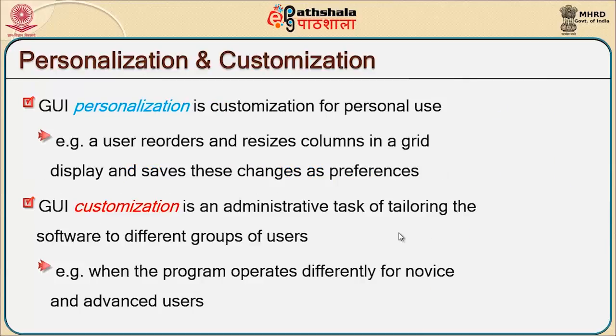The other design principle is personalization and customization. GUI personalization is customization for personal use. For example, a user reorders and resizes columns in a grid, and the system displays and saves these changes as preferences. GUI customization is an administrative task of tailoring the software to different groups of users. For example, when a program operates differently for novice and advanced users.